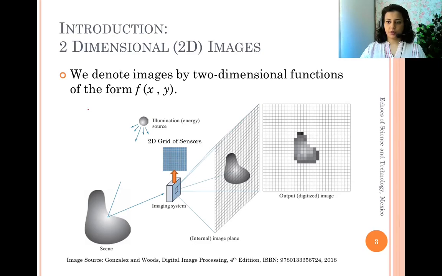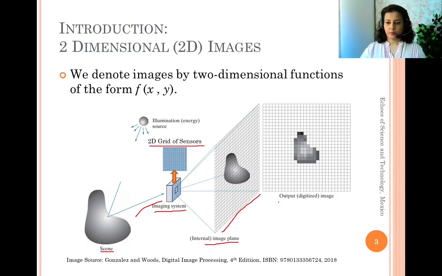We denote images by two-dimensional functions of the form f of x, y. This image shows an example of a common imaging system, and in this case, this imaging system is composed of a two-dimensional grid of sensors. Energy of the illumination source is reflected by the scene, and every sensor inside this two-dimensional grid captures this energy and plots it onto the image plane. And inside this image plane, the illumination is represented as an analog signal, where every value is a continuous number.